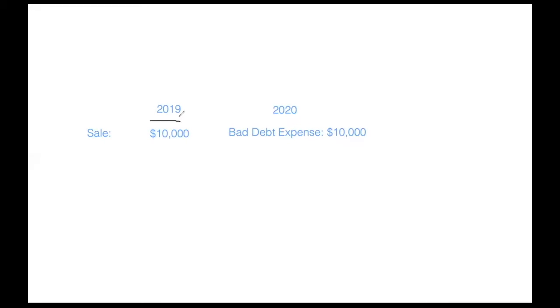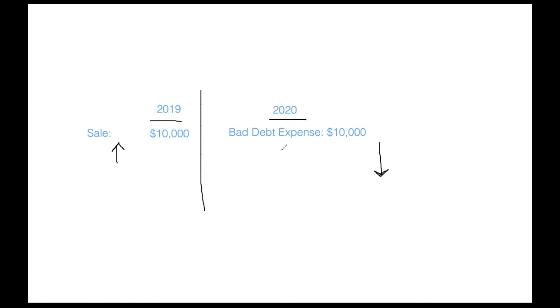Let's assume in 2019 we made a $10,000 sale. Our net income would then increase by $10,000. Then let's say we have a 12/31 year end, so at the end of December, we're starting a new accounting period. In 2020, our customer comes in and they default. They say they can't pay that $10,000. Therefore, we'll expense the $10,000 in this year. Our net income then decreases by $10,000.